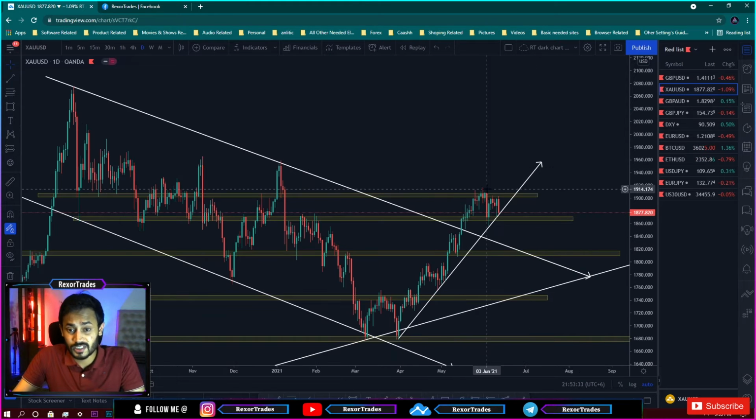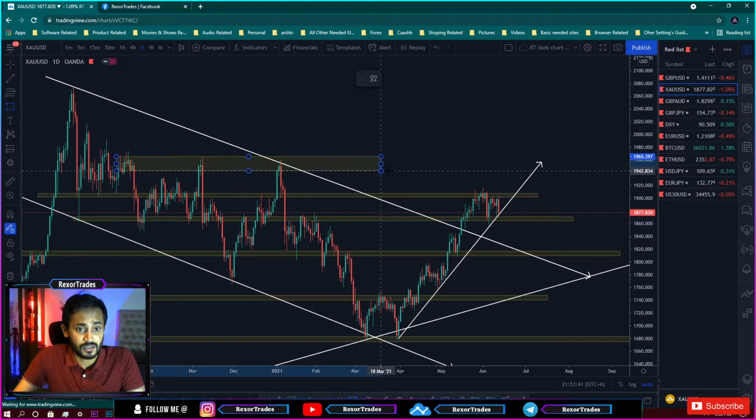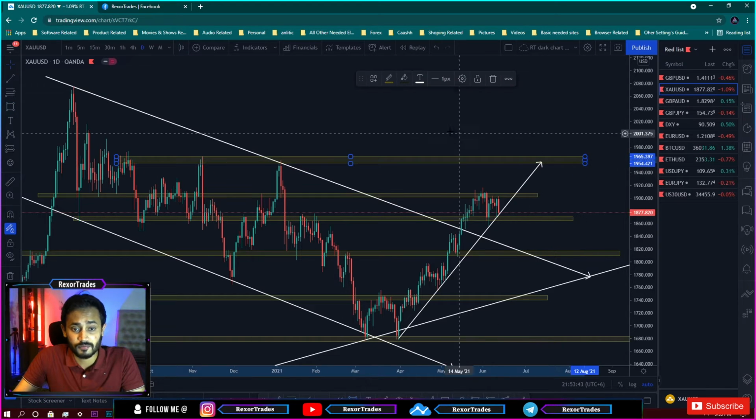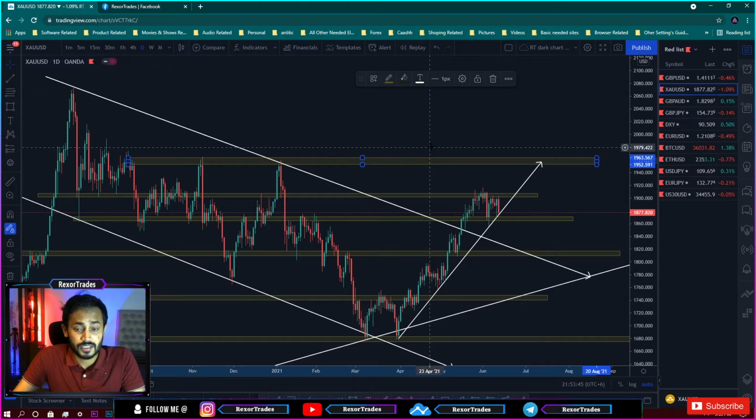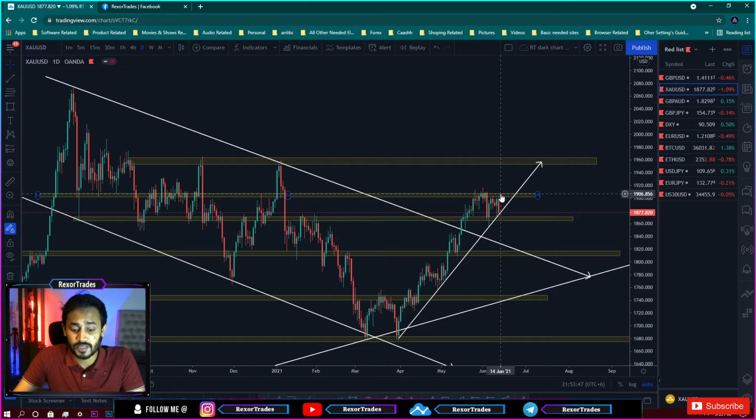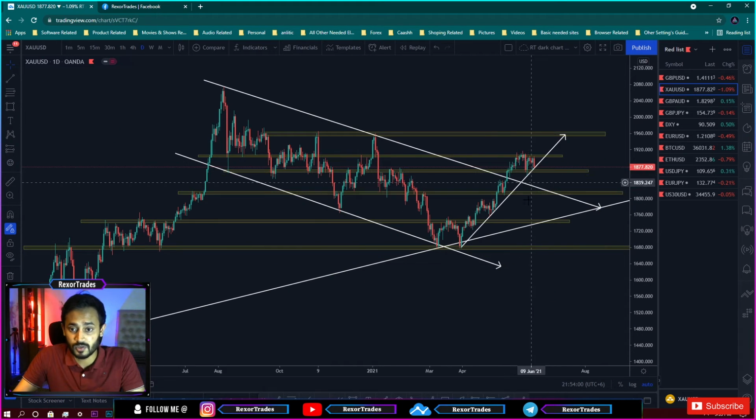So if gold does break out of this zone and continues moving up, then it would be the continuation of this trend line. And we're gonna keep an eye on this zone over here for gold to reach in the upcoming weeks, if gold does make a breakout of this zone. And if it doesn't happen and gold continues to break below this trend line and this zone, then we're gonna keep an eye on this zone for gold to reach.